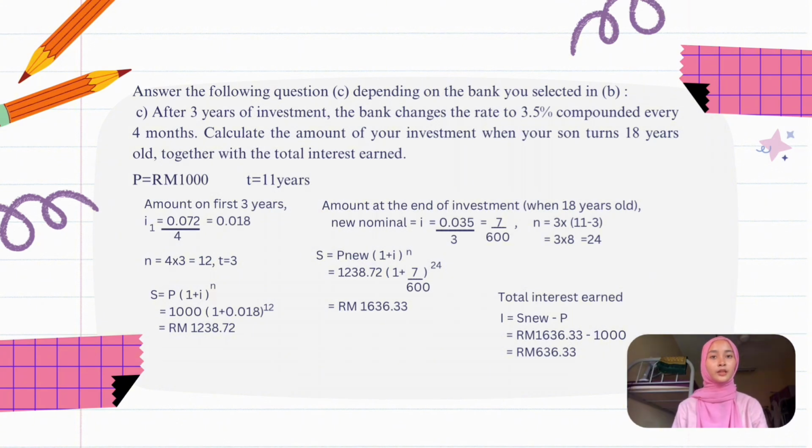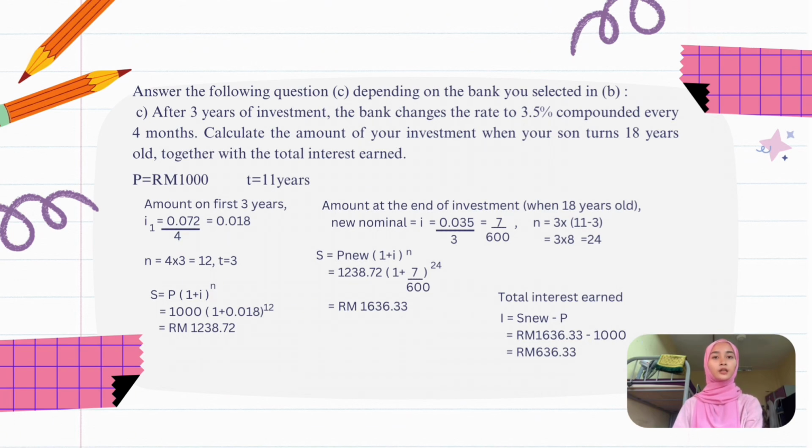Then, we calculate the value of S, which is P (1 plus i) to the power n. So, our P is RM1000. i equal to 0.018. n equal to m multiplied by t. So, our n is 12. Then, our t is 3. So, the answer is RM1238.72. Next one is amount at the end of investment when 18 years old.